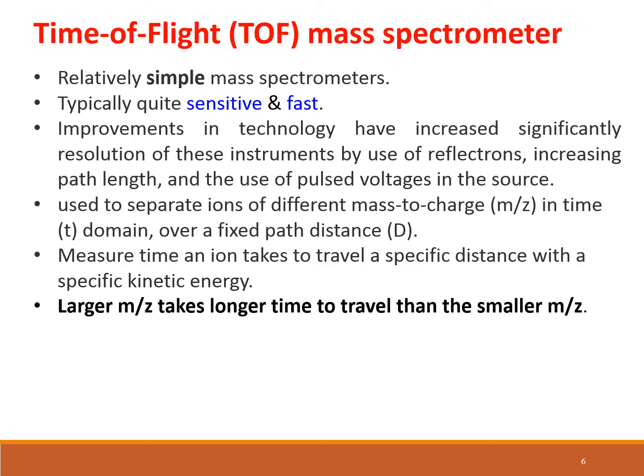Time of flight, also known as TOF, is a relatively simple mass spectrometer, typically quite sensitive and fast. Improvements in the technology have significantly increased the resolution of these instruments by use of a reflectron, increasing path length, and use of pulsed voltage in the source. So TOF is used to separate ions of different m/z in the time domain over a fixed path distance.